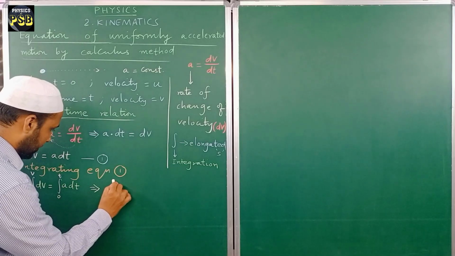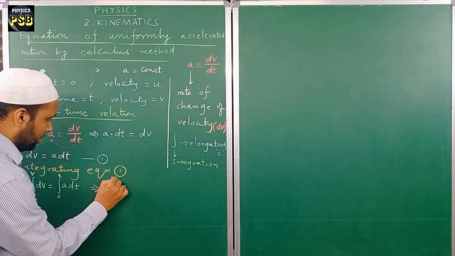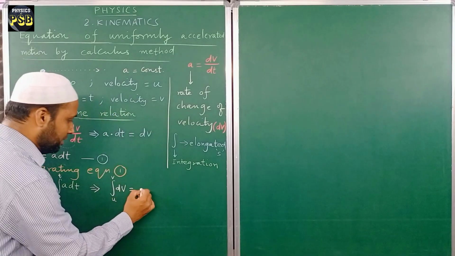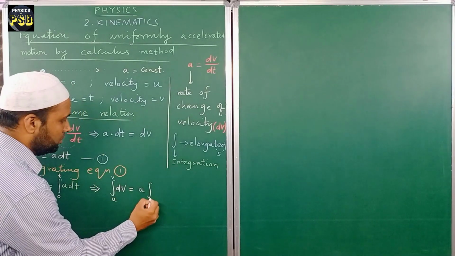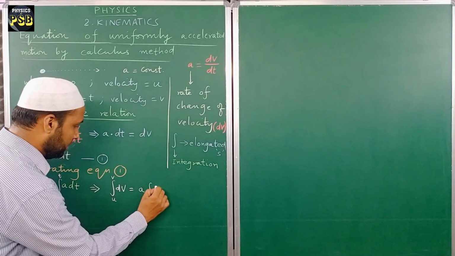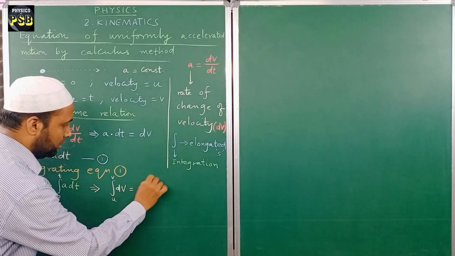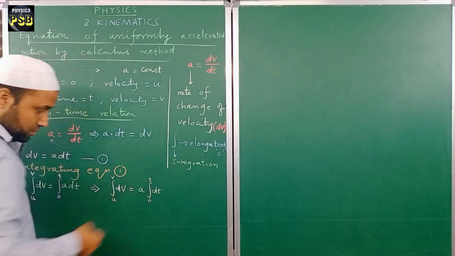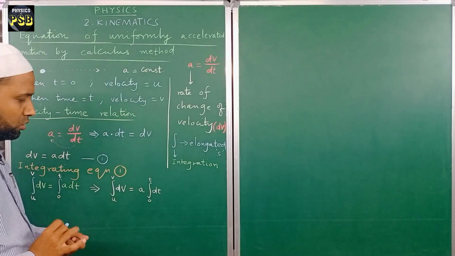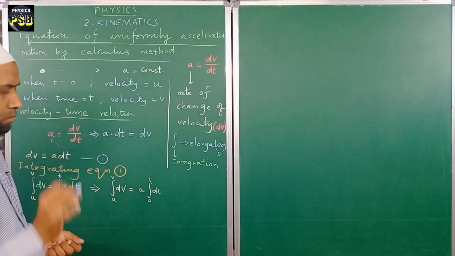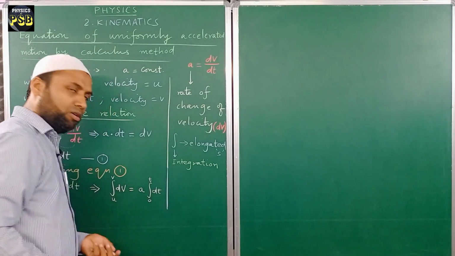So this equation can be rewritten as the integral of dv with lower limit u and upper limit v equals a, which is taken outside, times the integral of dt with lower limit 0 and upper limit t. Clear? Let's go ahead now. We'll see what I am going to do. It's a very important thing that you need to remember. One formula I am going to mention here is relevant to integration.